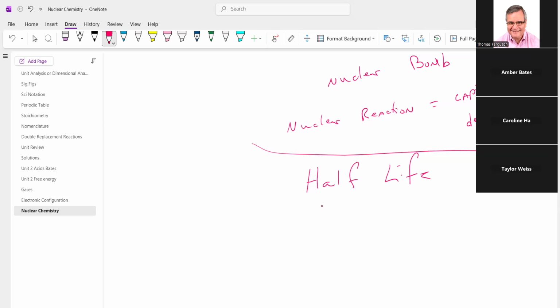Now, some of these, like the ones past uranium, are man-made. That's why they have the parentheses. And those half-lives are tiny. We're talking microseconds, milliseconds, because they're so unstable, unlike plutonium. So anyway, let me show you how that works.